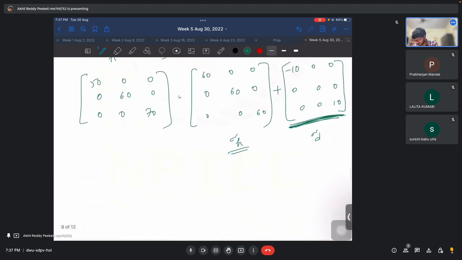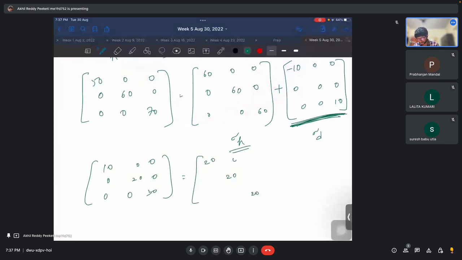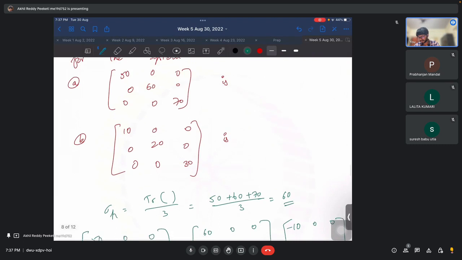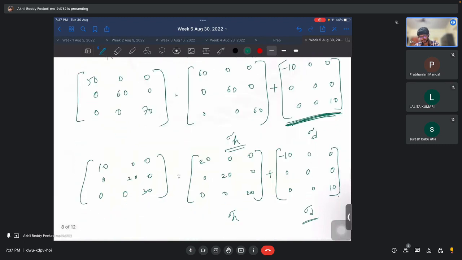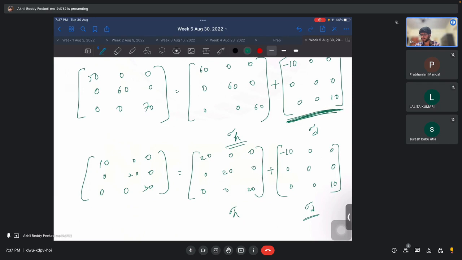Now for the second case, 10, 0, 0, 0, 20, 0, 0, 0, 30. So here what would be the hydrostatic stress? It would be 20, right? 10 plus 20 plus 30 is 60, 60 by 3, 20. So the deviatoric component would be minus 10, 0, 0, 0, 0, 0, 0, 0, 10. So this is sigma h, this is sigma d. So if you see, even though stress tensors are different, you actually got the deviatoric component to be exactly the same in these two cases.